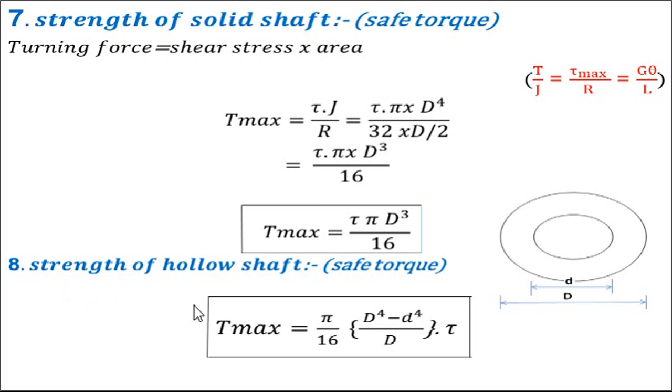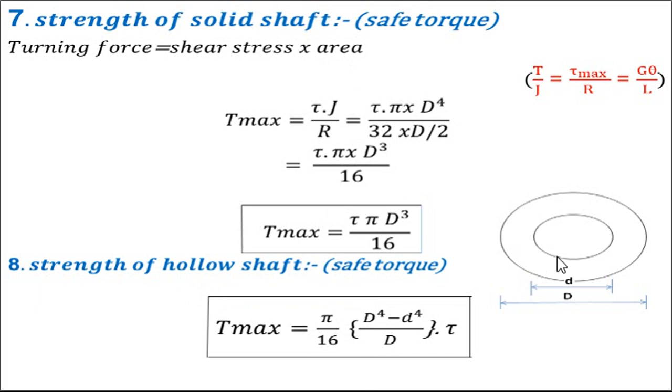There is one more type, the hollow shaft. The strength of the hollow shaft, or safe torque of the hollow shaft, can be determined by this formula. Just putting these values, ultimately we get the relation pi by 16 into D raised to 4 minus d raised to 4, where capital D is the external diameter and small d is the internal diameter, divided by D into tau. By using this relation, you can determine the safe torque for a hollow shaft. The solid shaft has a single diameter, while the hollow shaft has two diameters, external and internal.